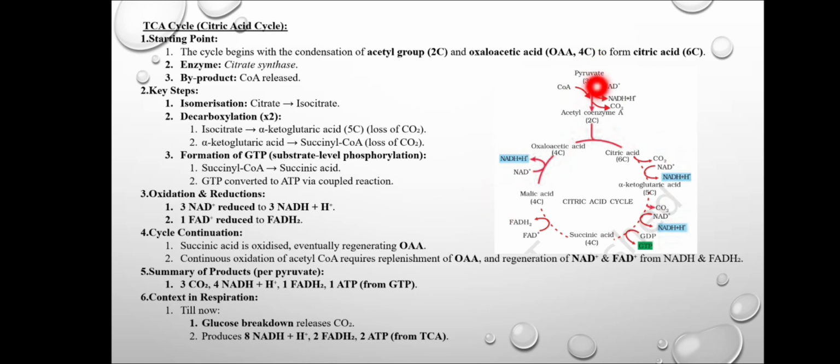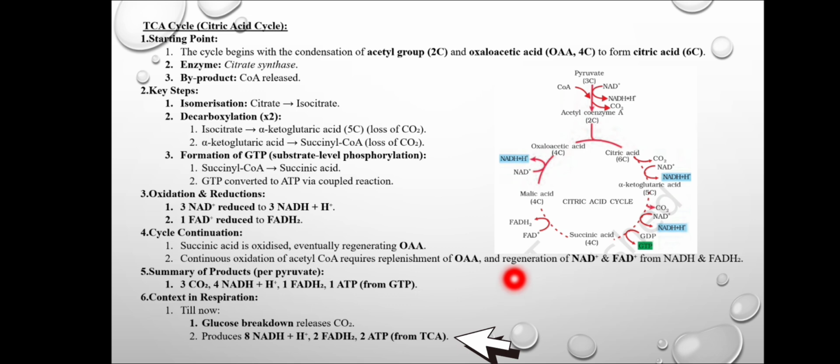So overall in the mitochondria we can see 3 CO2 is released, meaning pyruvate, which has 3 carbons, is now converted into 3 CO2. Along with 3 CO2, 4 NADH is produced, 1 FADH is produced, and 1 ATP is produced. Now all this will be multiplied by 2 because 2 pyruvate are produced. So overall what we observe here is that 8 NADH, 2 FADH and 2 ATP are produced.